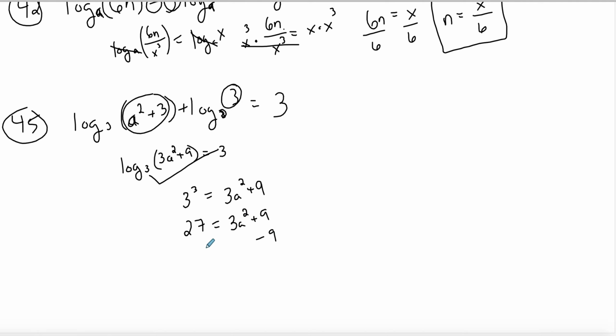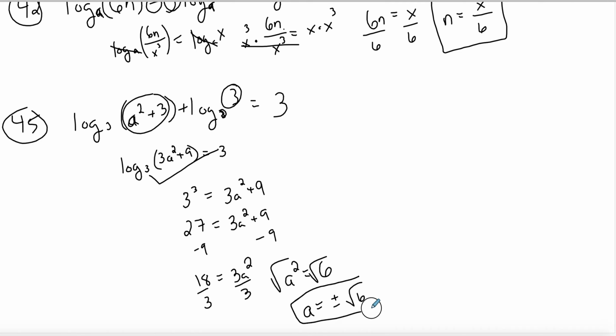So we subtract 9 from both sides there, and we're going to get 18 equals 3a squared. Divide both sides by 3. We'll get a squared equals 6. And we'll have to square root both sides of those. We get a equals plus or minus the square root of 6. The square root of 6 doesn't work out nice, and we'll get 2 answers there. Okay?